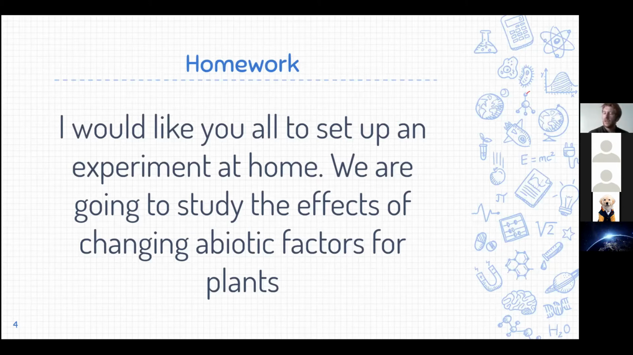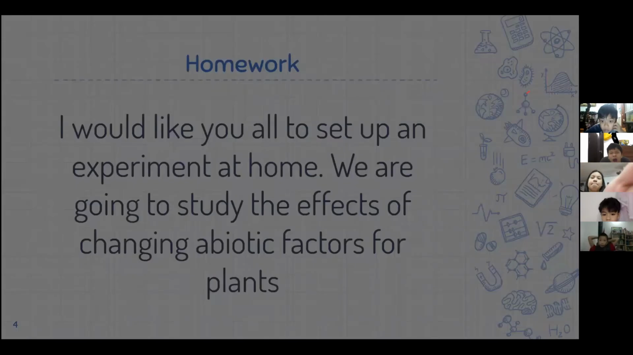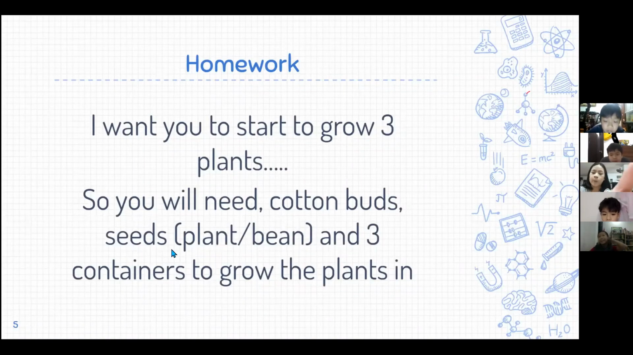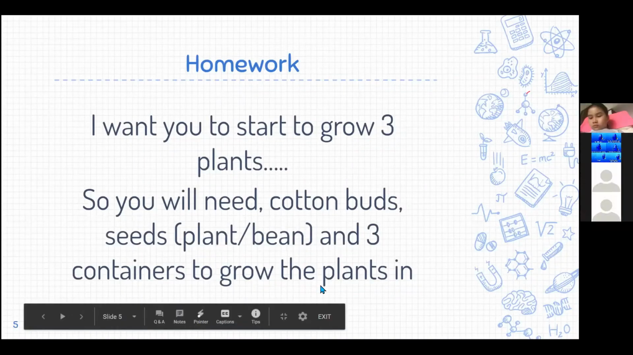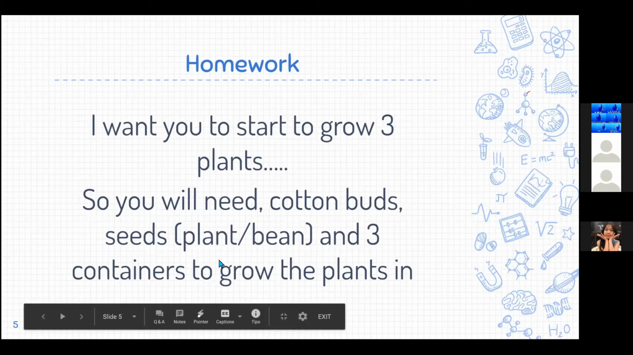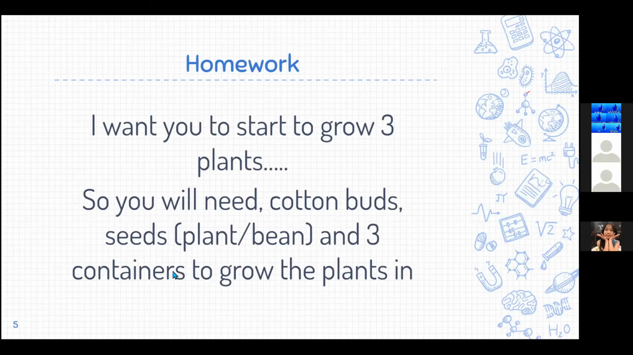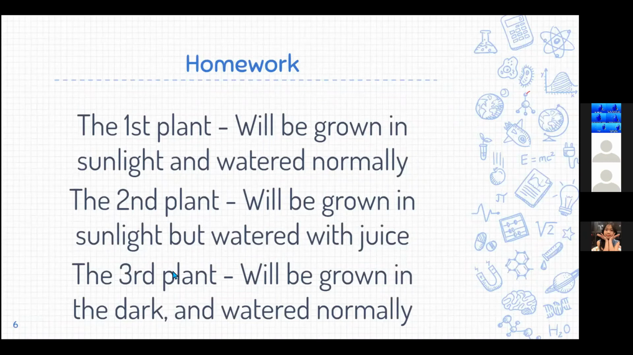So what we're going to do is study the effects of changing non-living things for plants, okay? So we're going to grow 3 plants. You're going to need cotton buds, plants or seeds, beans, 3 containers to grow the plants in. With your first plant, you're going to grow it normally. Sunlight and water it normally, okay?